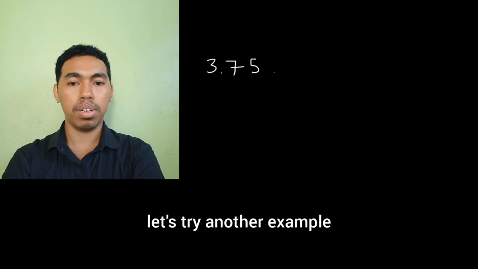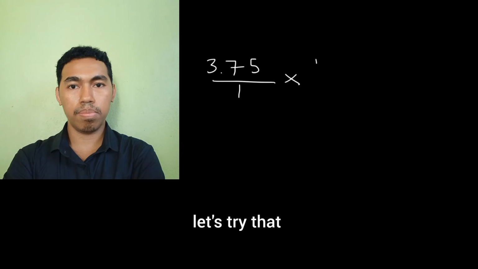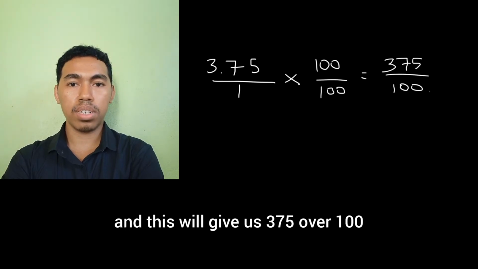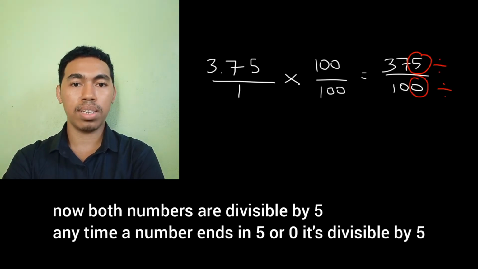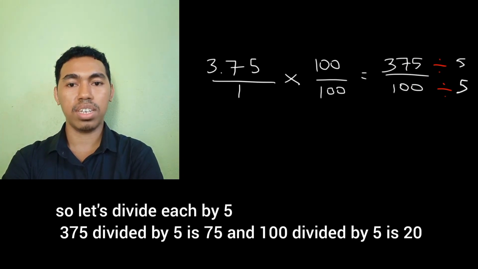Let's try another example. What about 3.75? Let's try that. So we're gonna do the same thing. We're going to multiply it by 100 over 100. And this will give us 375 over 100. Now both numbers are divisible by 5. Anytime a number ends in 5 or 0, it is divisible by 5. So let's divide each by 5. 375 divided by 5 is 75. And 100 divided by 5 is 20.